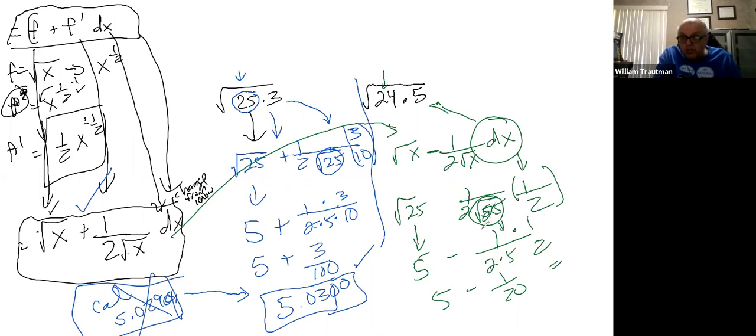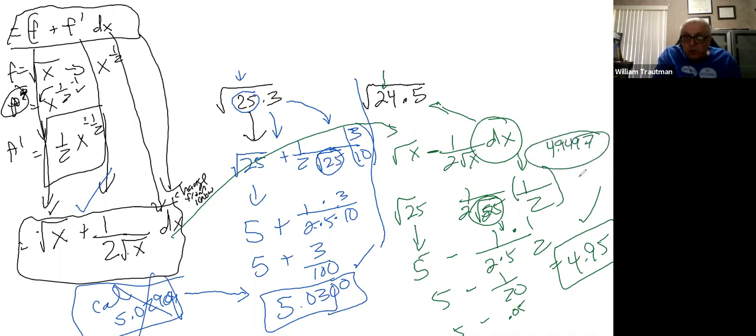And 1 over 20 is 0.05. So 5 minus 0.05, and you get 4.95 as the approximation to the square root of 24.5. If I put the square root of 24.5 in my calculator, I get 4.9497 to 4 decimal places.